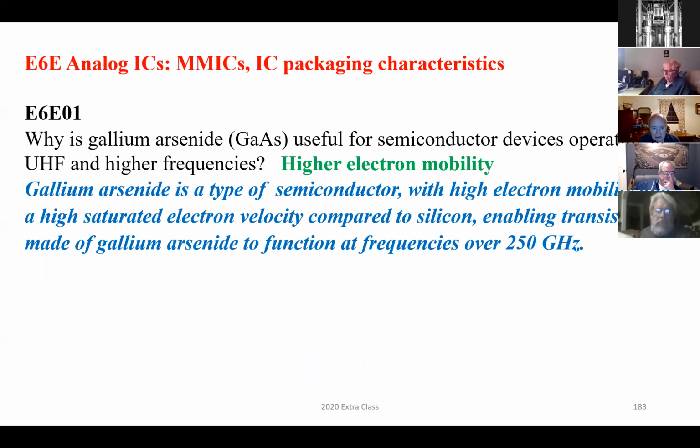Next section is E, 6E, analog ICs, MMICs, and IC packaging characteristics. Number 1, why is gallium arsenide useful for semiconductor devices operating at UHF and higher frequencies? It's going to be B, higher electron mobility.